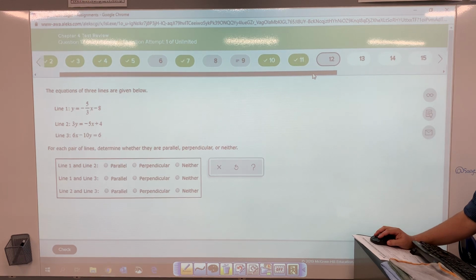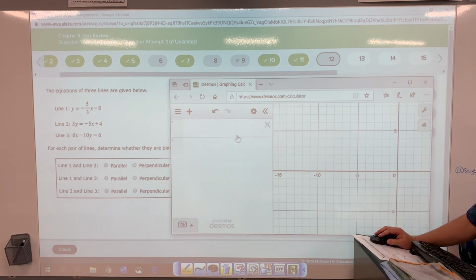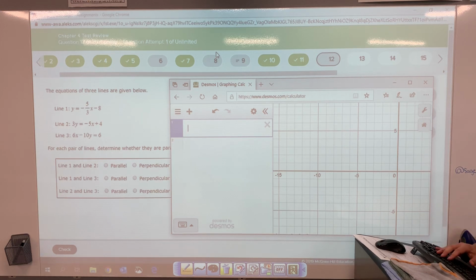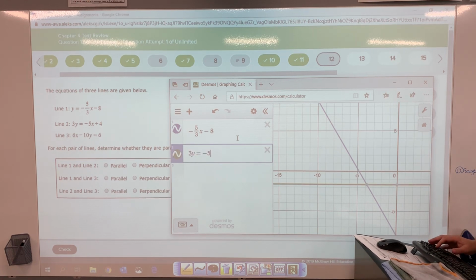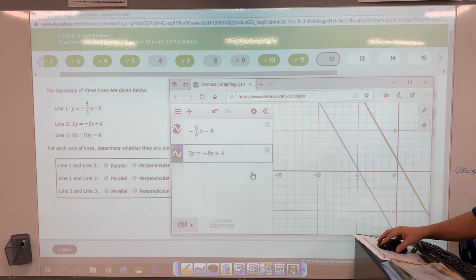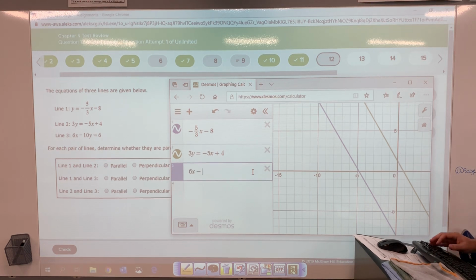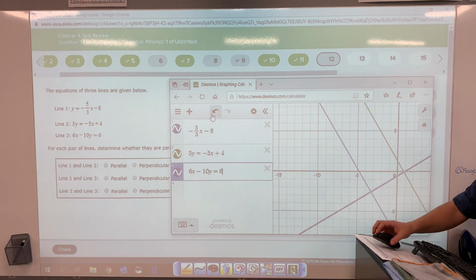Number 12. Here are 3 equations of lines given below. Look at what they are. So what you guys would do would be to go to Desmos. All right, so my first one here, I don't have to put the y equals. It's negative 5/3 x minus 8. And then the next one, you do have to fill out all the way. So it'd be 3y equals negative 5x plus 4. And then number 3 on the list here is 6x minus 10y equals 6. Okay, so let's plot these out.